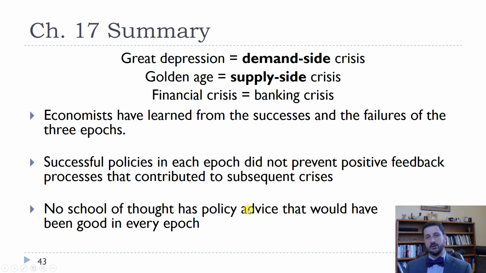So if we think about just a summary of these three eras, the Great Depression was definitely a demand side crisis, although that demand side crisis kind of was fueled and caused as well by a banking crisis. The Golden Age ended with a supply side crisis when productivity fell, profits fell, investment fell, and the financial crisis was really caused by the banking crisis from the housing bubble.